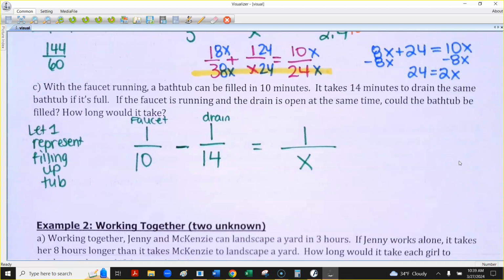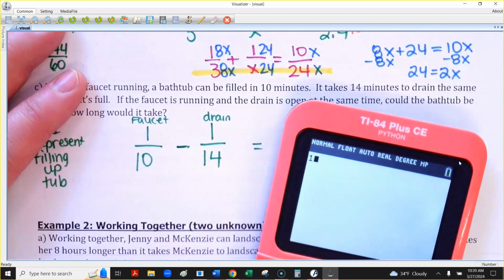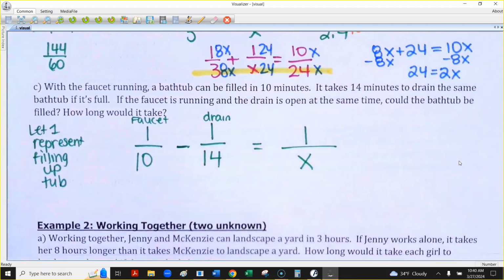Can anybody think of a number that 10 and 14 both go into? I could use 140, but I think they both go, I know 10 does. Let me see if 14 goes into 70. Hold on. I think it does. It does. It's fine. Okay. Let's use 70 then. All right.